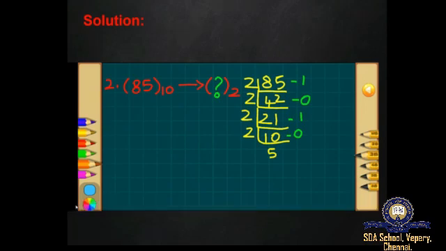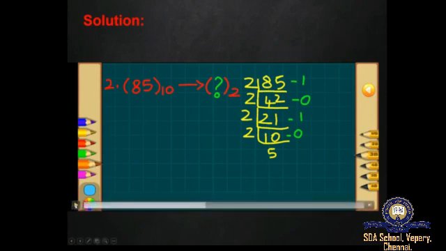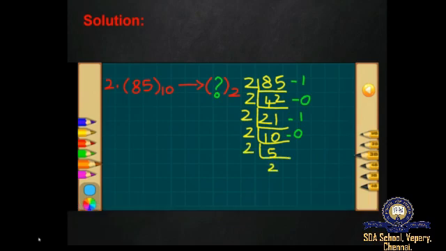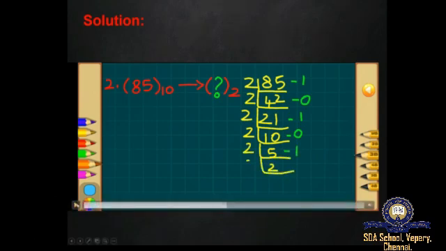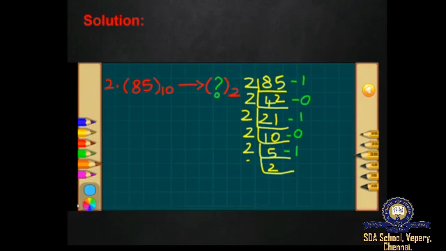Again we have to divide the 5 with 2. How many times you get 5? Yes. 2 into 2 times we get 4. So our remainder will be 1. Now, how many times did you get 2 in 2 tables? Yes, 1 times. 2 into 1 we get 2. So our remainder will be 0.